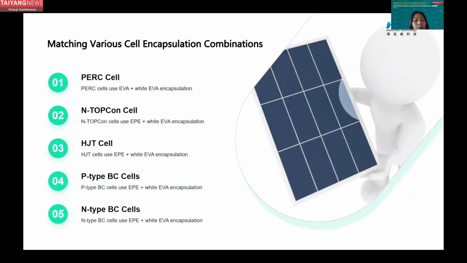Okay, double glass white EVA is also adapted to a variety of cells. For example, it is suitable for PERC, n-TOPCon, heterojunction, and BC cells.